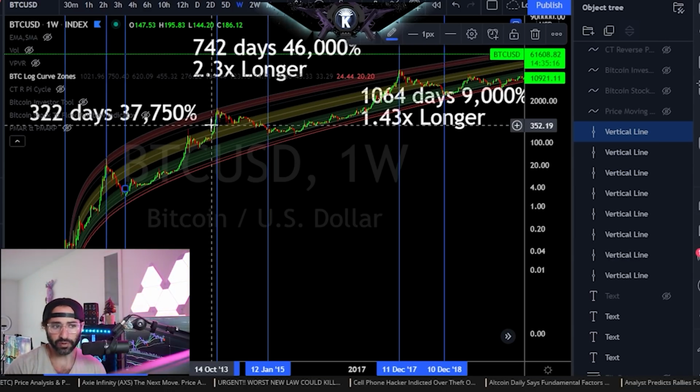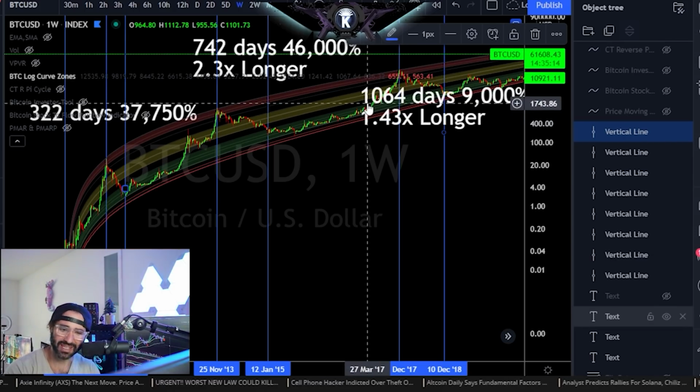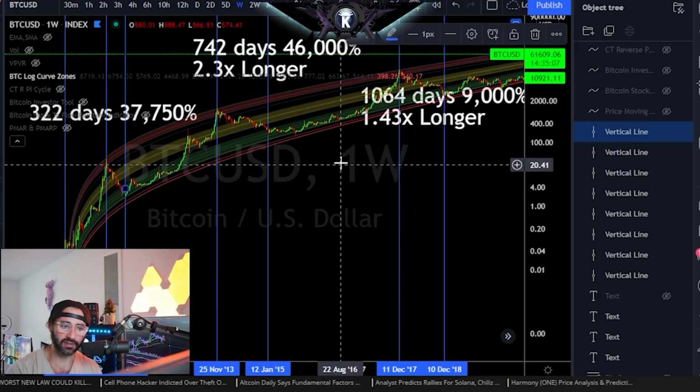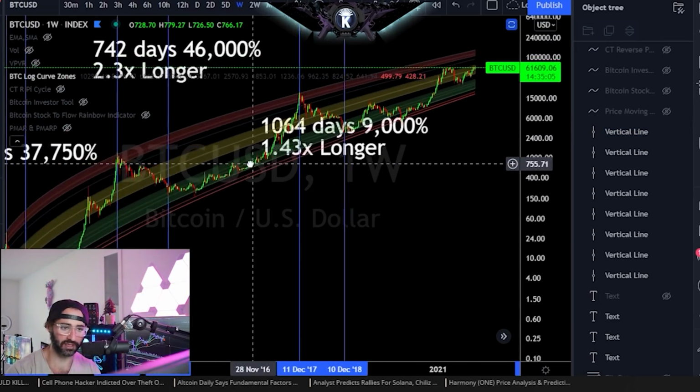Now, to be fair, we only have 3 iterations right here. 3 times does make a trend and should theoretically be okay, but I do want to address that point as well, as it's going to be very important heading into our next point right here.